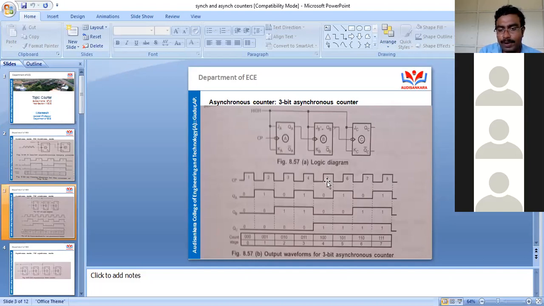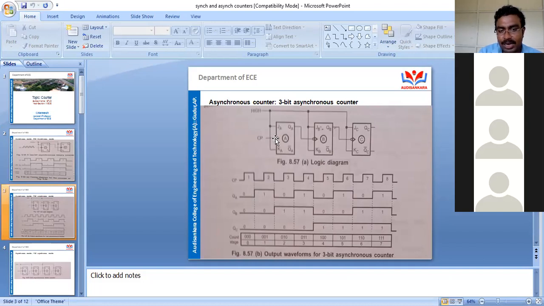1, 2, 3, 4, 5, 6, 7, 8. 8 states, 0 to 7, 8 states. So I am taking 8 clock pulses for completing the entire circle here. So initially I will think my present state of QA or flip-flop A is at 0.